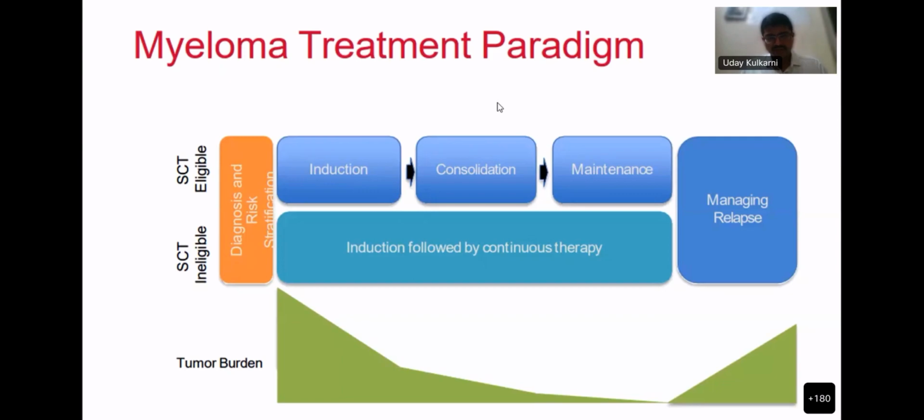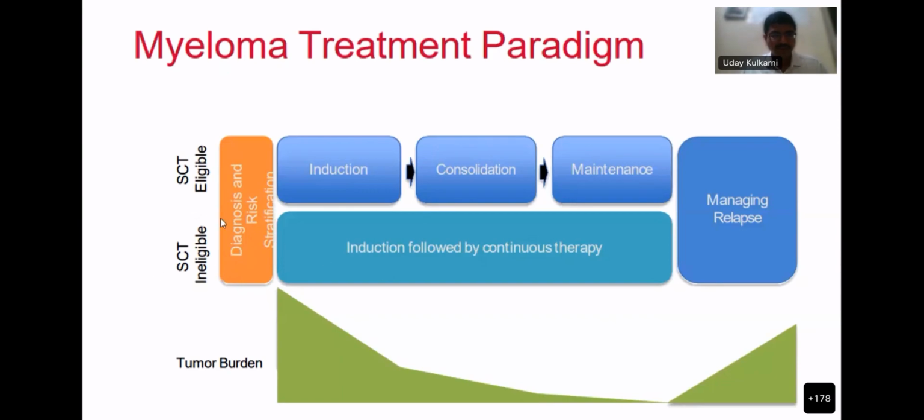And with this, post the consolidation with autologous transplant, we continue some form of maintenance therapy with the hope that we continue to maintain the disease at very low levels. So that's the current understanding of the myeloma treatment. At some point of time, the disease comes back, and then we give salvage therapies and we are managing a relapse at that time point.